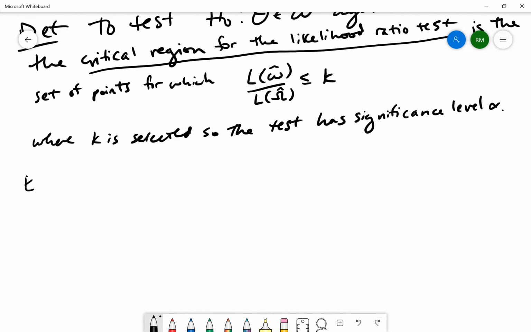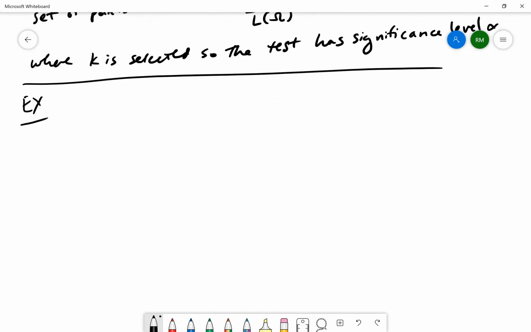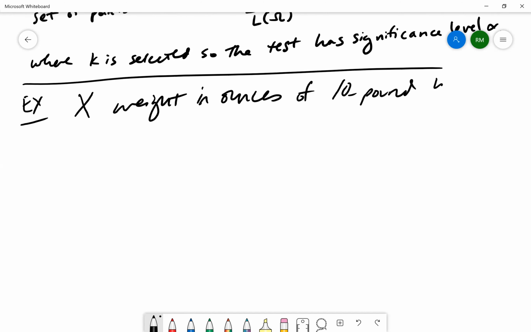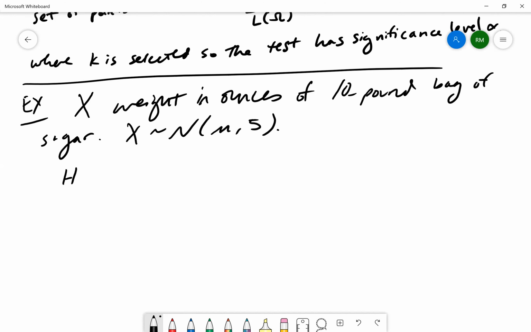Okay, so let's do an example where X is the weight in ounces of a 10-pound bag. And they're not all 10 pounds, surprise, surprise. We know that X is normal. We don't know the mean, but we know the variance. And we're going to test the null hypothesis that the mean is 162 ounces against the alternate hypothesis that the mean is not equal to 162 ounces.